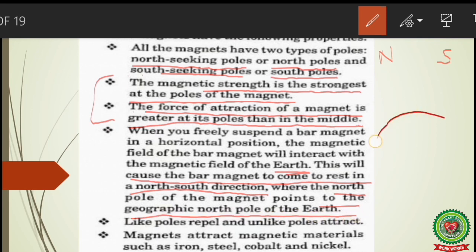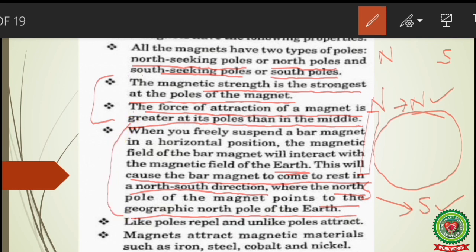Suppose this is earth. This is the north pole of earth and this is the south pole of earth. This pole of earth is also known as the geographic north pole, and this is the geographic south pole. And when we suspend a bar magnet freely, what happens? Its north pole points towards the geographic north pole, that is the north pole of the earth, and its south pole points towards the geographic south pole of the earth. And this property is called directive property.